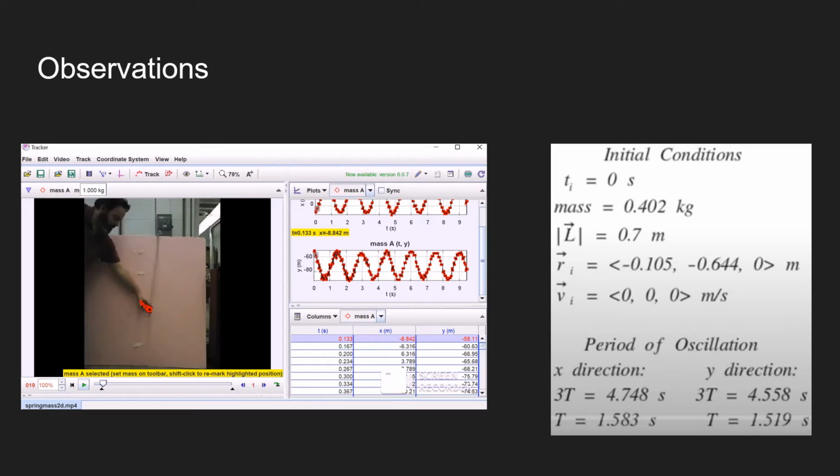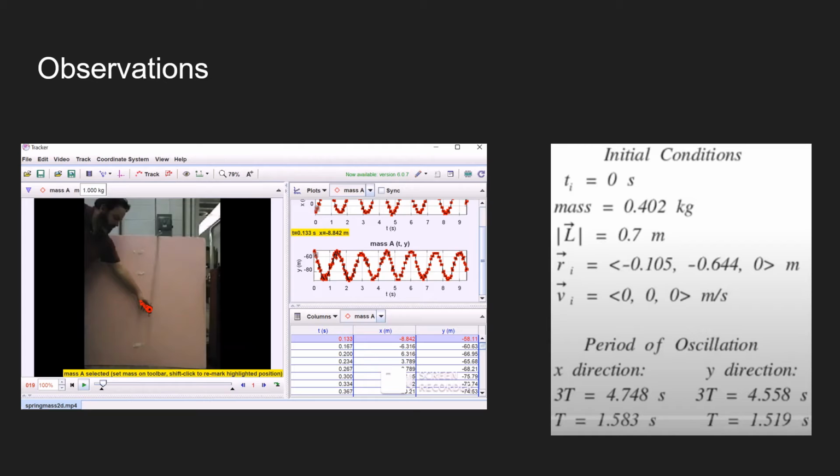In the video, it takes the mass 0.474 seconds to complete 3 oscillations in the x direction. Therefore, the period of oscillation in the x direction is equal to 1.583 seconds. In the y direction, it takes 0.4588 seconds to complete 3 oscillations. Therefore, in the y direction, the period of oscillation is 1.519 seconds. The slight difference between these two values may be due to some mass moving in an elliptical motion.